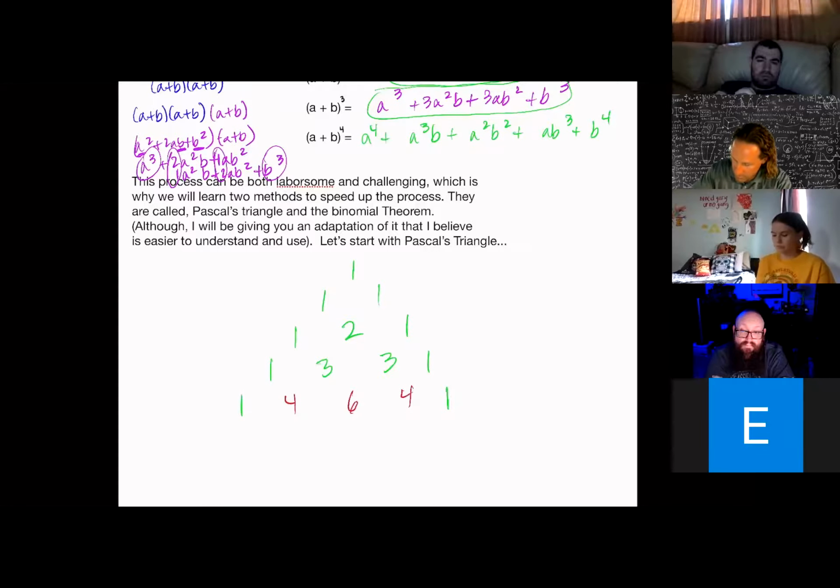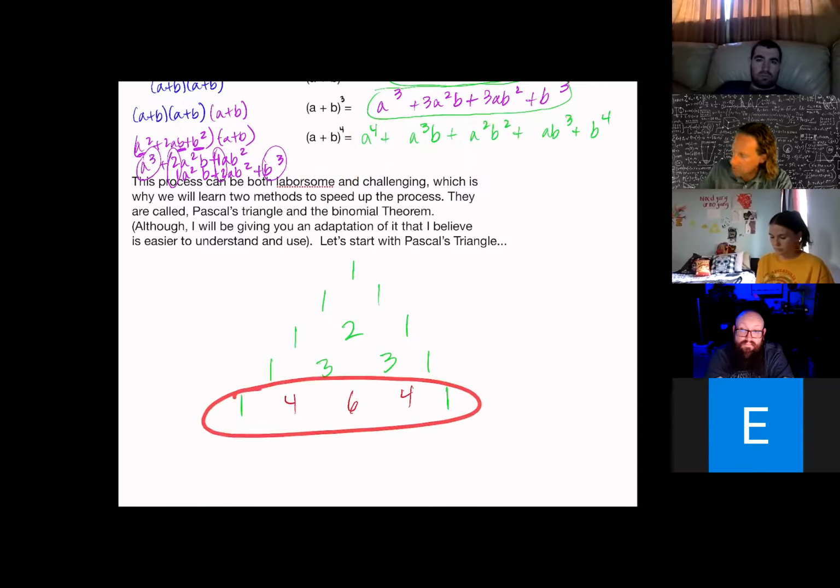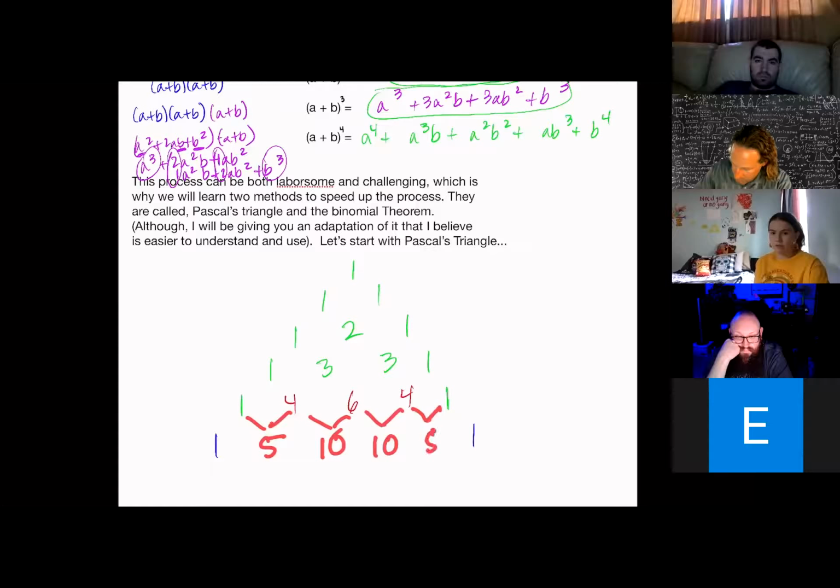So what if I wanted to take this out to the 5th? As Dustin mentioned, I can take these A's and B's and do that pattern, but I can also find the coefficients by using Pascal's triangle. I know the outsides will be 1s. What's going to be the next in my line from left to right? Five, 10, 10, and 5.